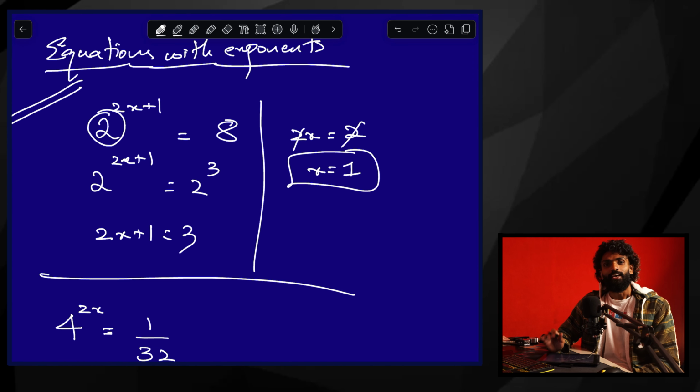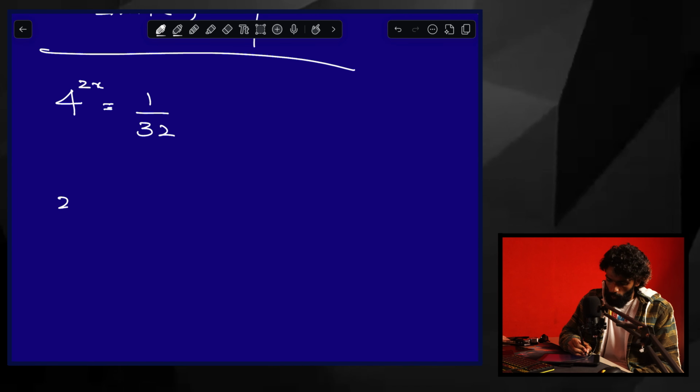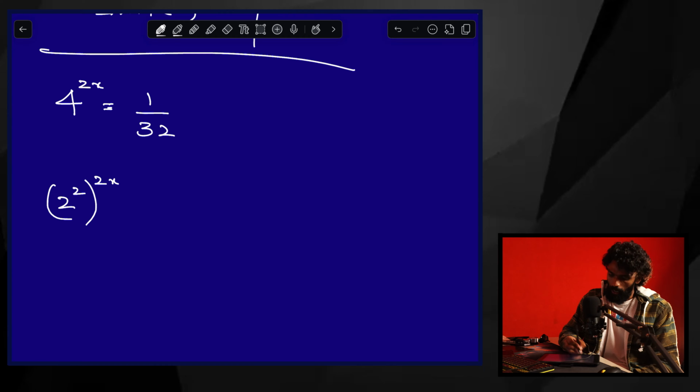Next one, look at this. 4 to the power 2x equals 1 by 32. And moreover, I'm not very comfortable with writing 4. Can we write 4 in terms of 2? Obviously, because it's an even number. So first of all, what is 4? 2 square, correct? And in the question, 2x was there. I hope you guys got it.